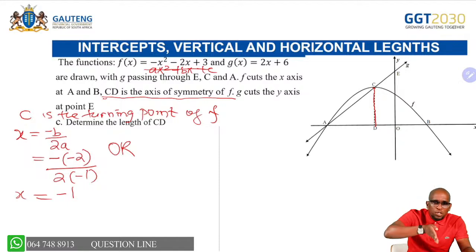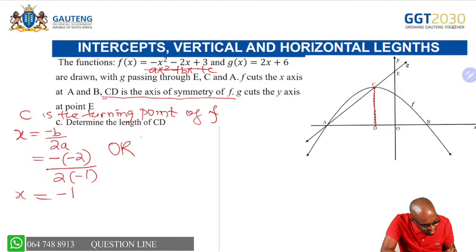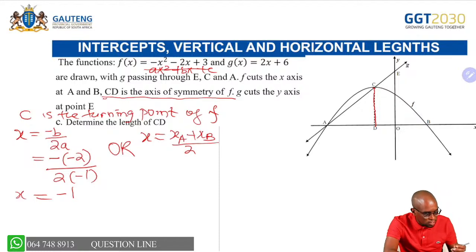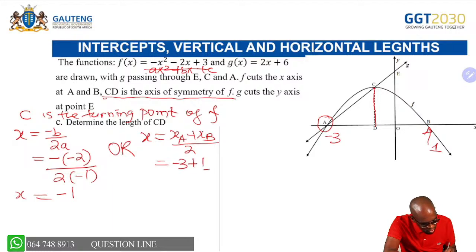into two equal parts, which means the line of symmetry is the midpoint. I can also use the fact that it is the midpoint. I can say it's the midpoint between point A and point B. Then I'm going to use the midpoint formula that you learned in grade 11 when you do your analytical geometry, as well as in grade 10. So now I can substitute A. The x value at A, we worked out as minus 3. Here we worked out as 1 in the previous slide. So minus 3 plus 1 divided by 2, you still get negative 1.